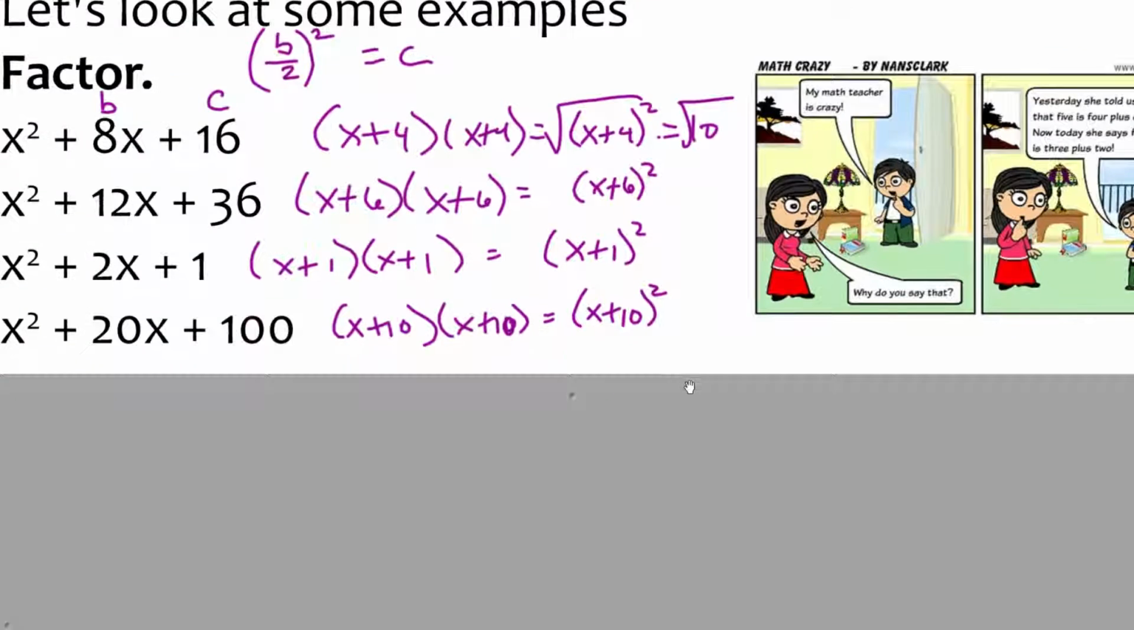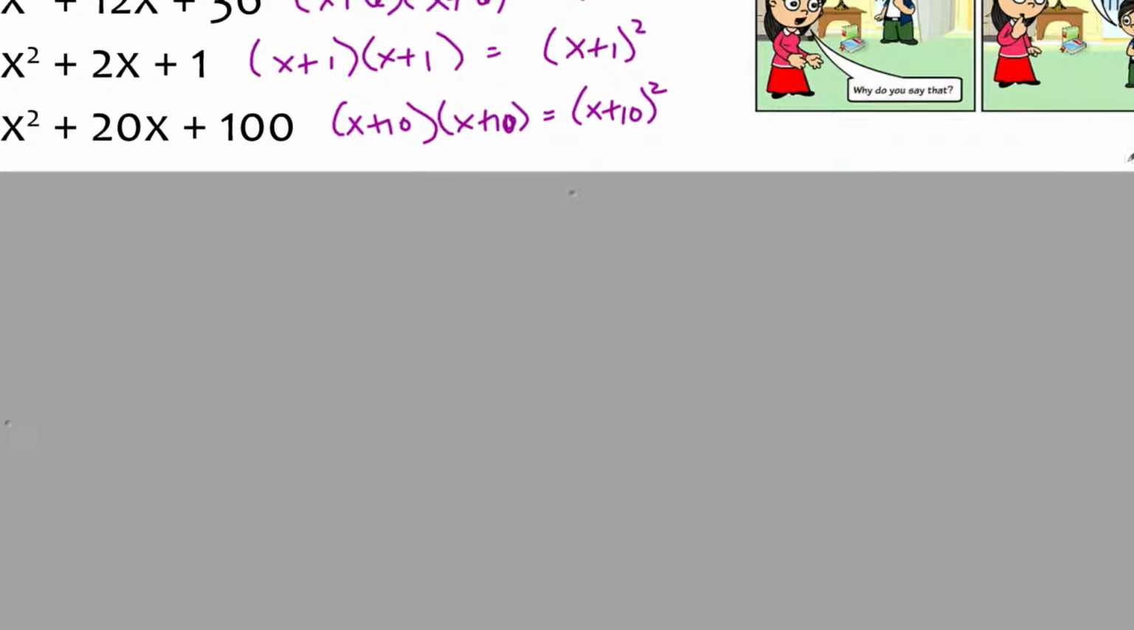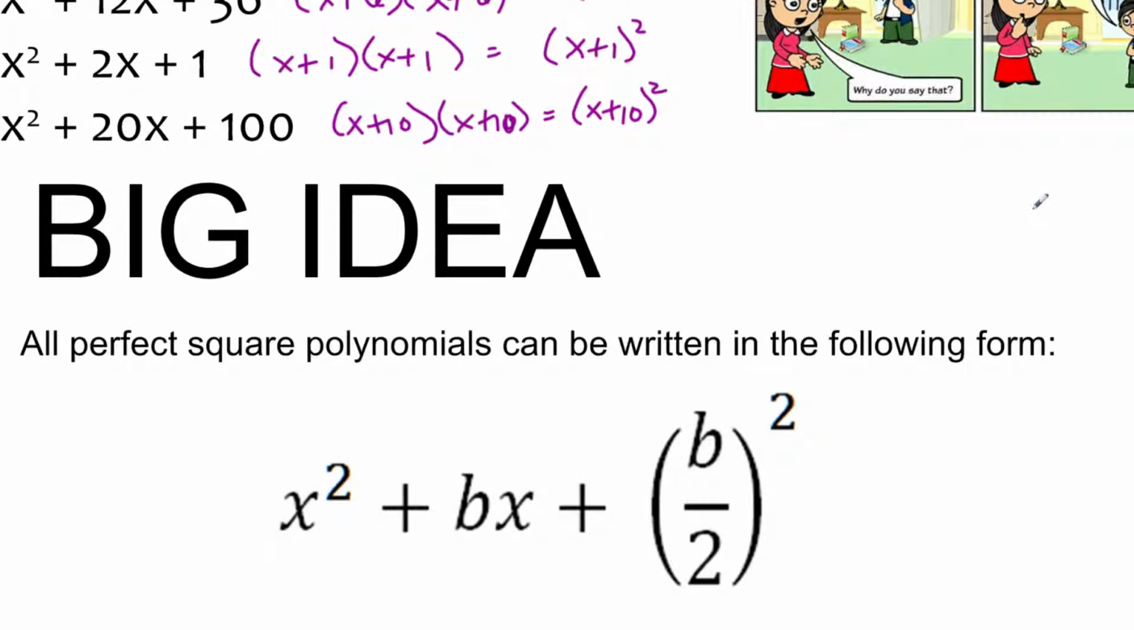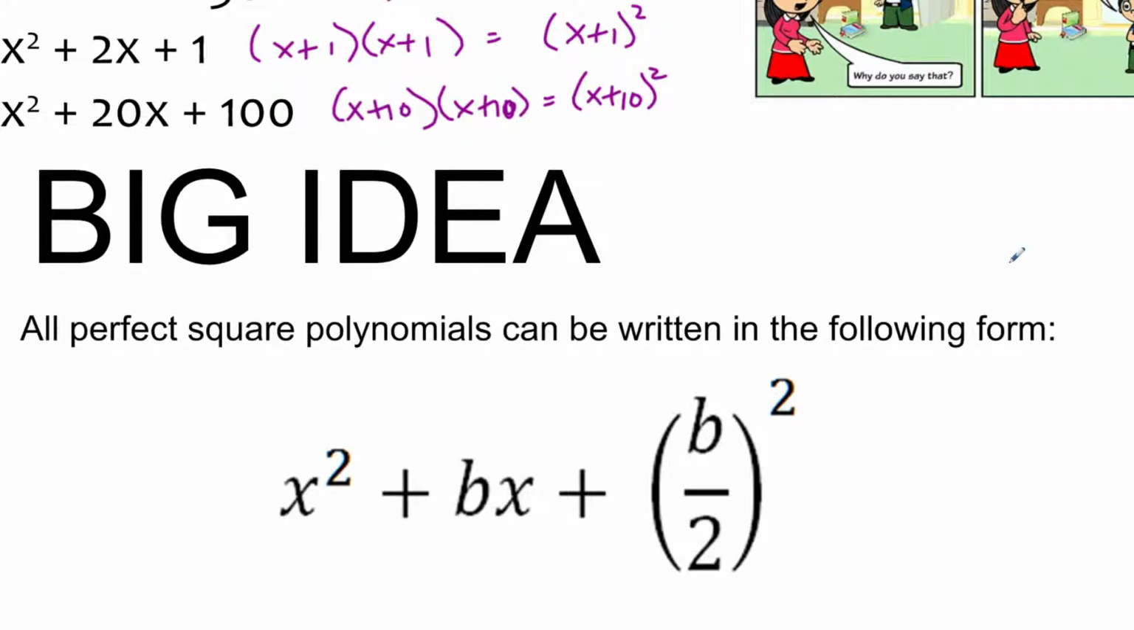And so here's the big idea. If expressions are perfect squares, they can be written like this. All of the perfect square polynomials can be written in the form x squared plus bx, and then instead of me writing just c, which is usually what goes in that last spot, I'm saying, you know what, this is related. If I cut b in half and square that answer, I'll always get what goes in the last position, the C, what we usually call C.